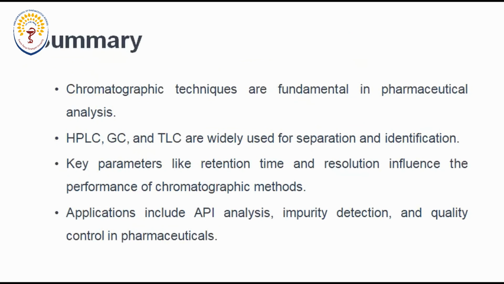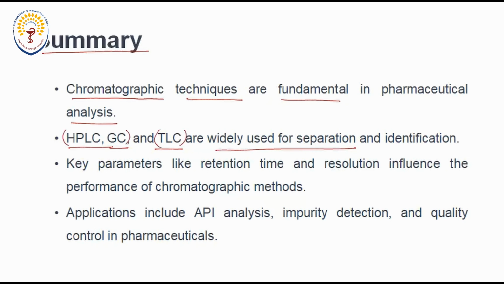Now the chapter is completed. Let us consider the summary. You have studied that chromatographic techniques are very fundamental in pharmaceutical analysis, very important. A few techniques like HPLC, GC and TLC are widely used. The point to be mentioned here is that HPLC and GC are modern techniques and TLC is a classical technique, but they are frequently used. You have also learned key parameters like retention time and resolution. These terms are very important, and as an undergraduate student, you must know what they are. You have also understood the application of chromatography in API analysis, impurity detection and quality control in pharmaceuticals.